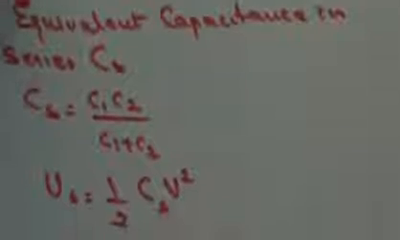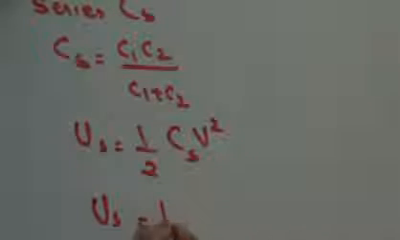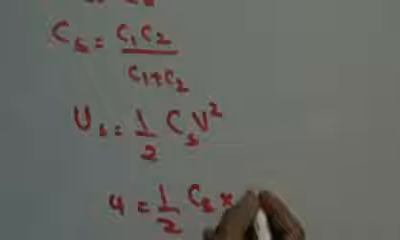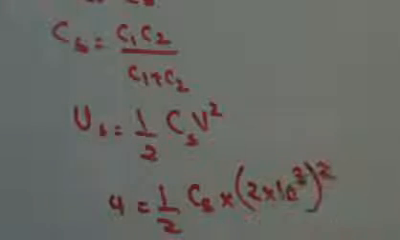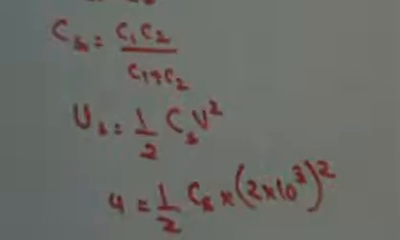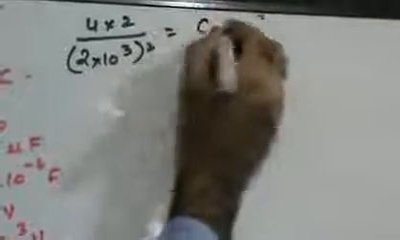V is given to me. US is given to me as 4 joules, which is half CS into V square. V is given to you as 2 kV, that is 2 into 10 raised to 3, the whole square. So in that case you will get 4 into 2 upon 2 into 10 raised to 3 the whole square as CS.